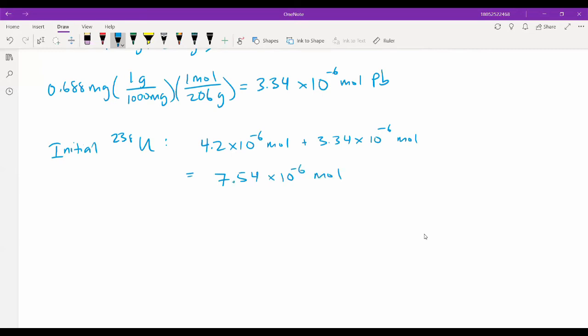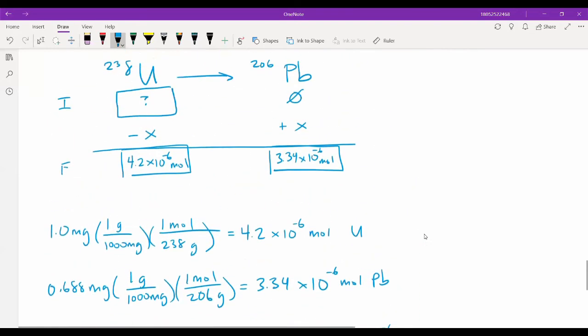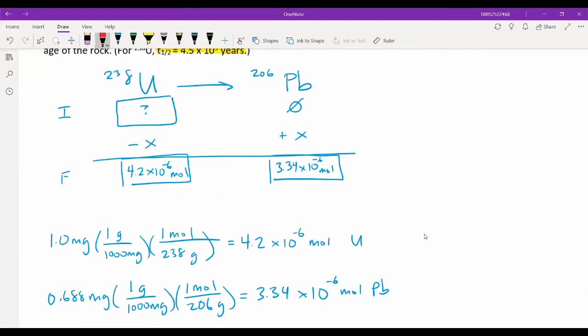Okay. So now that we have that number, we can just use our integrated rate law, right? This will be basically our final amount. This will be our initial amount. And then we're going to use just something like this to figure out, first order, right? Figure out the time it took in order for this to happen.